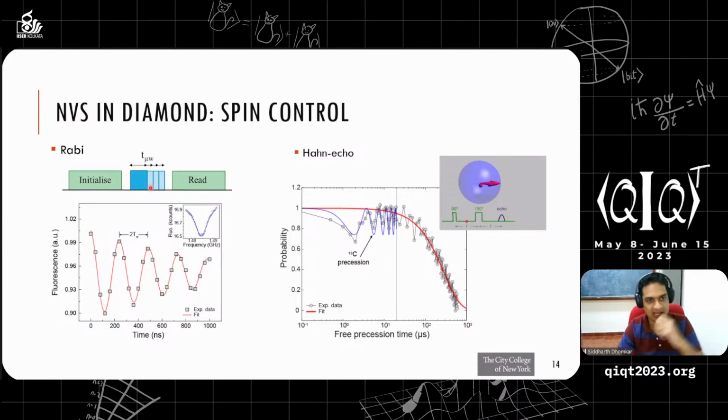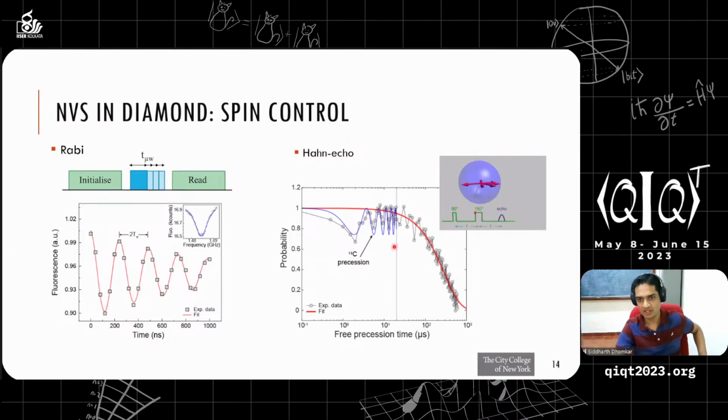So if you apply a microwave frequency which is in resonance with this level splitting, then you can create a superposition state, like what I'm showing here. So this is what we call a pi pulse. You can go from 0 state to -1 state, or you can create any superposition state in between. This is what we call Rabi oscillation. On this side, what I'm showing is what is known as a Hahn echo experiment.